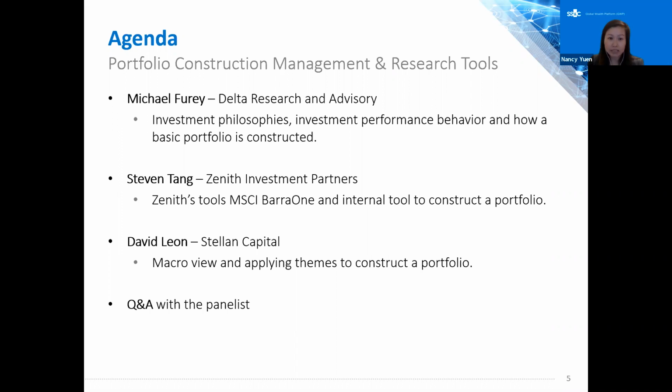And finally, our last panelist for today is David Leon, advisor and founder of Stellan Capital. He has held multiple director and executive roles at Goldman Sachs, JB Ware and Morgan Stanley. As an advisor, David will be providing his take on applying macro themes to construct a portfolio with his clients.